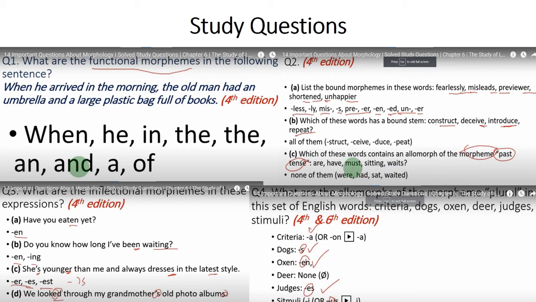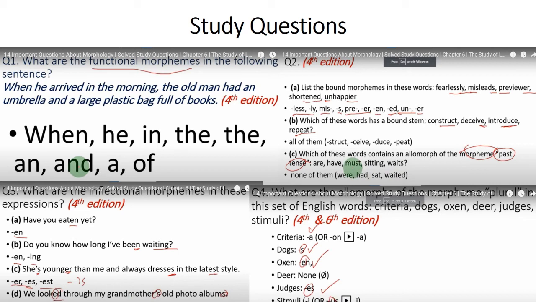Part B, which of these words has a bound stem? Construct, deceive, introduce, and repeat. So in these words, a bound stem is found in all of these words. In the first word, the bound stem is struct. In the second word, ceive, and third word, duce, and last word, peat.